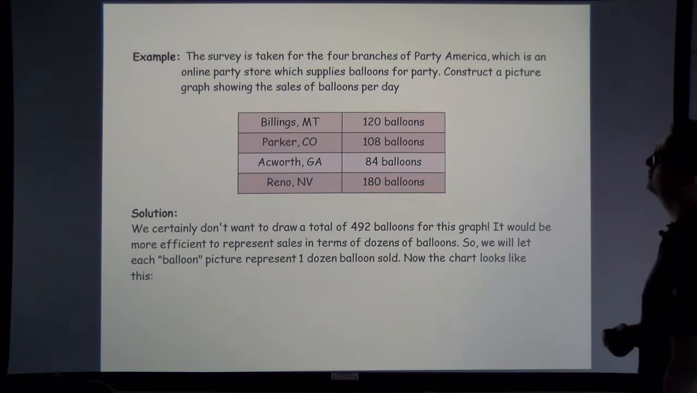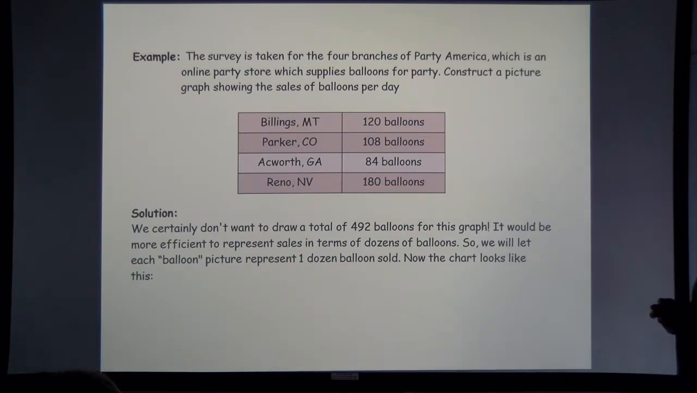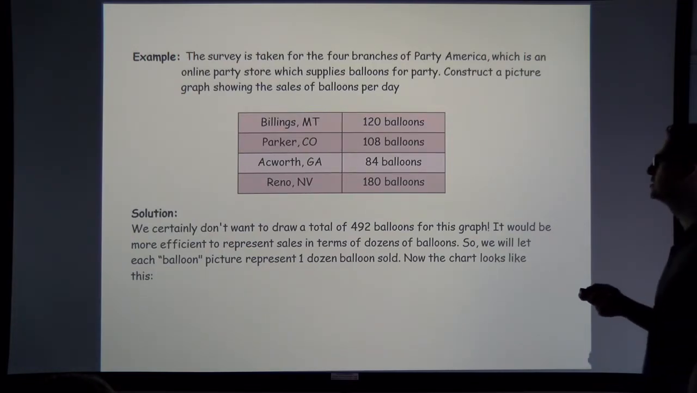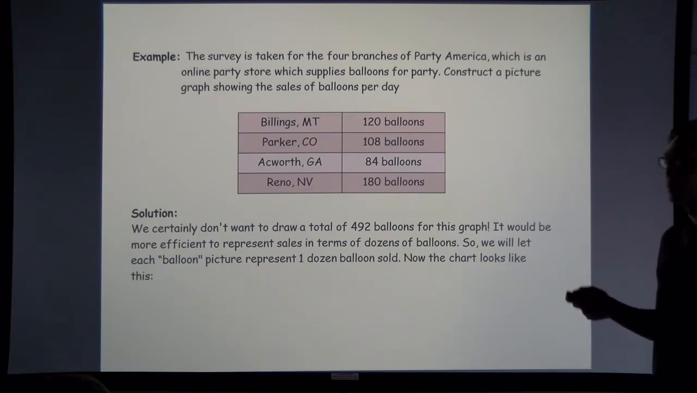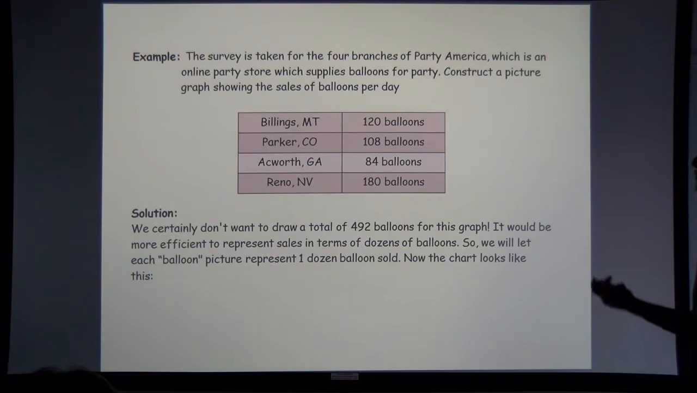So the example we have here talks about 4 branches of Party America, which is an online party store which supplies balloons for parties. Construct a pictograph for the sales of balloons per day. So we have all of our data. We certainly don't want to draw 492 balloons for this graph. You'll be there forever trying to draw your pictograph. You could just make 1 balloon equal 10. You could have 1 balloon equal 10, 25, 30, 40, whatever you would like to do.